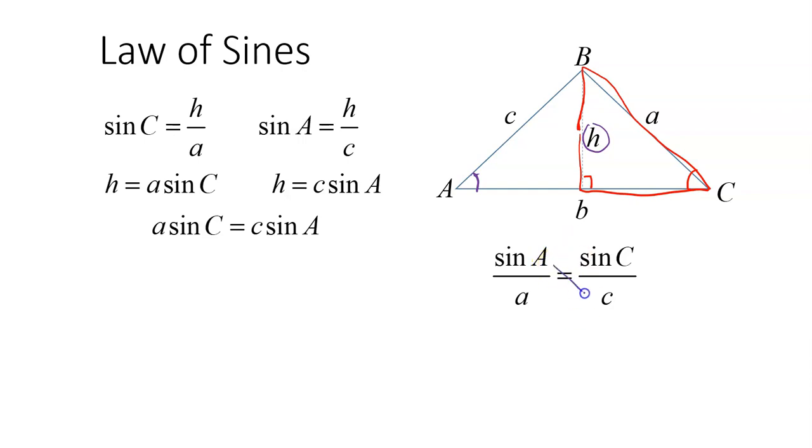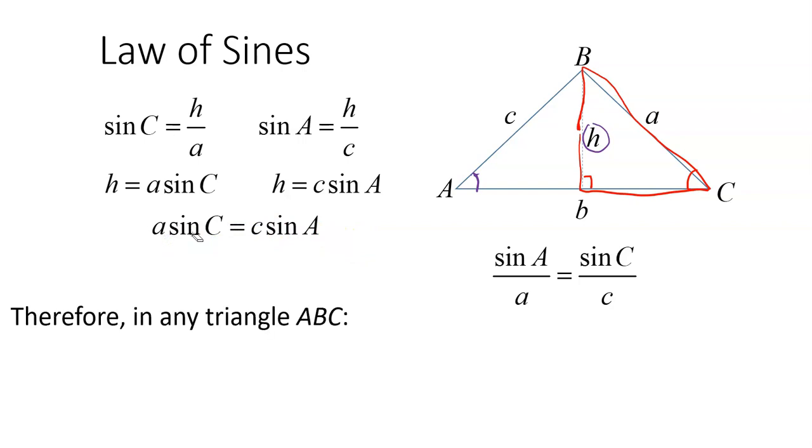Now, if you were to cross multiply, sine of A times c, that's this side over here, a times the sine of C, that's this side over here. So when you separate them, you create a proportion. You can eliminate the proportion by cross multiplying and you'll get back to where you started.